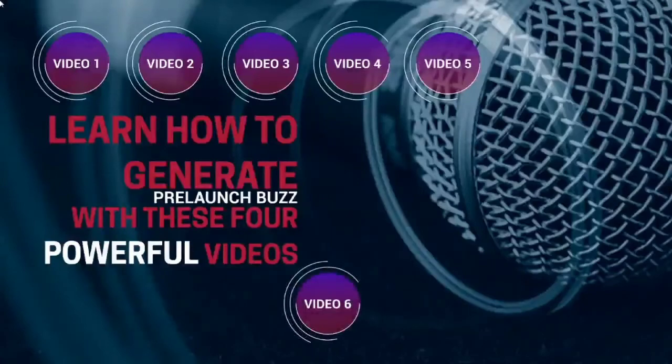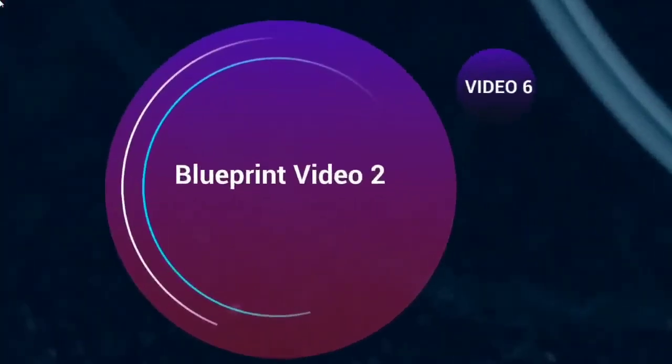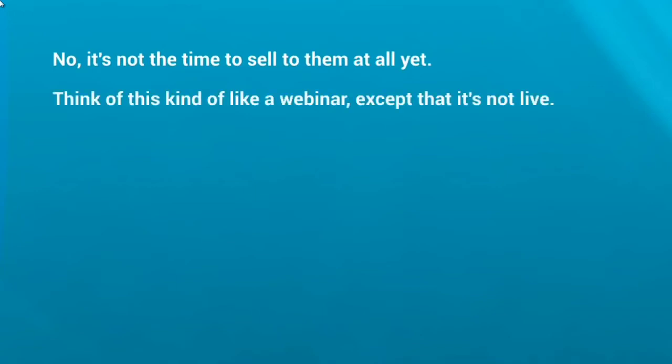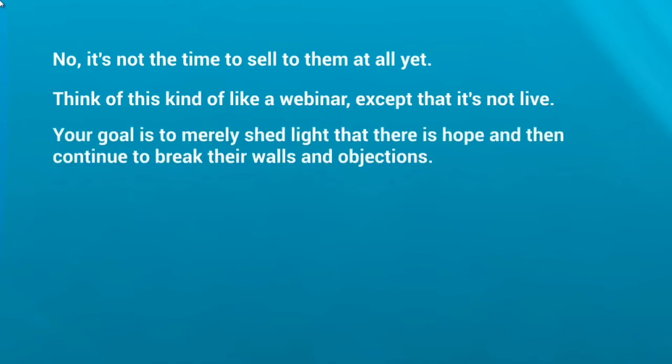Welcome back. This is video number 6. This is the blueprint video number 2, which is about educate. So now that your prospects see that there is, in fact, hope, it's time to educate them. Now, what do I mean by that? No, it's not time to sell them yet. Think of this kind of like a webinar, except that it's not live. So you're going to give them really good information so that they walk away wanting more. Your goal is to merely shed light that there is hope and then continue to break their walls and objections.